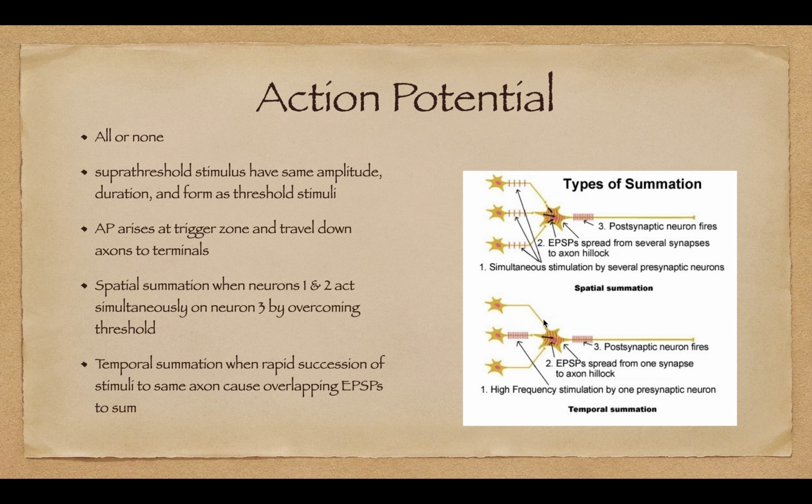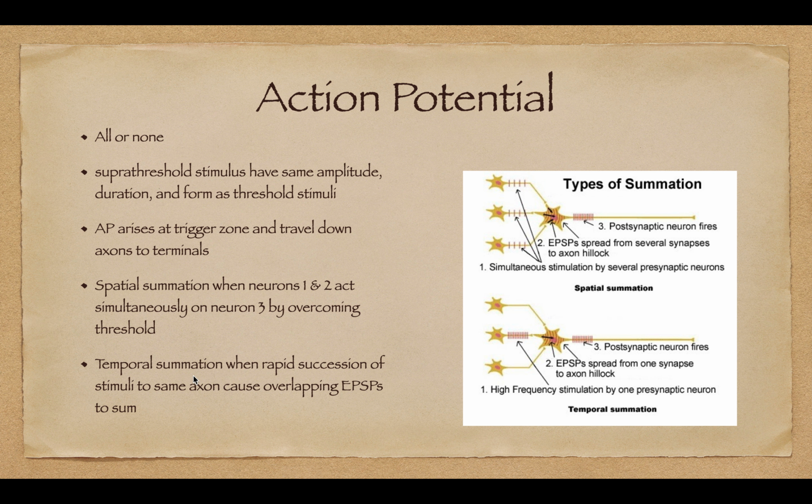So action potential is all or none. A suprathreshold stimulus will have the same amplitude, duration, and form as the threshold stimulus. The action potential will come from the trigger zone and then propagate down to the terminals. Spatial summation is when neurons 1 and 2 act simultaneously on the third neuron by overcoming the threshold. So that's going to reach the suprathreshold stimulus.